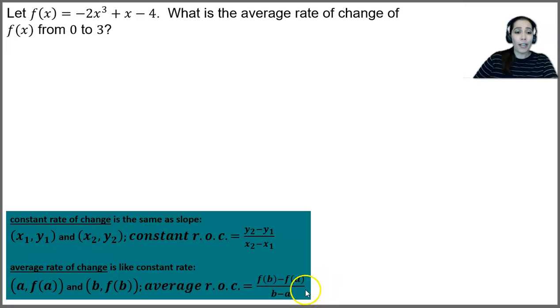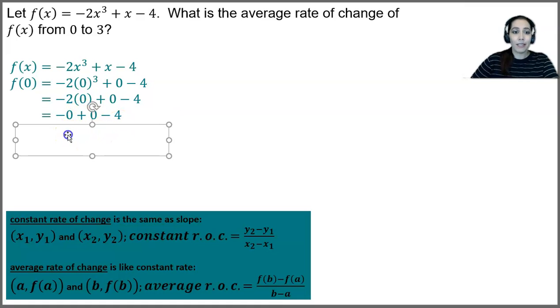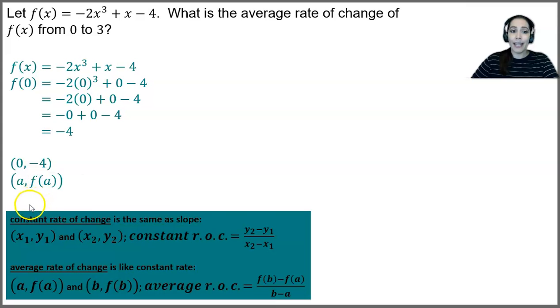So we're going to go ahead and find our a, f of a, and our b, f of b. I'm going to start with 0. So my x is going to be 0, but what I have to do is plug that into my formula. So f of 0 equals negative 2 times 0 cubed plus 0 minus 4. 0 cubed is 0, and negative 2 times 0 is 0, plus 0 is negative 4. So when my x was 0, my y is negative 4. And I'm going to label that a, comma, f of a. So my a is 0, my f of a is negative 4.